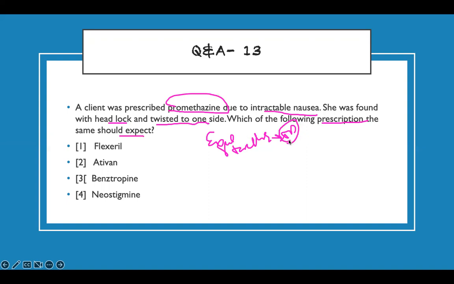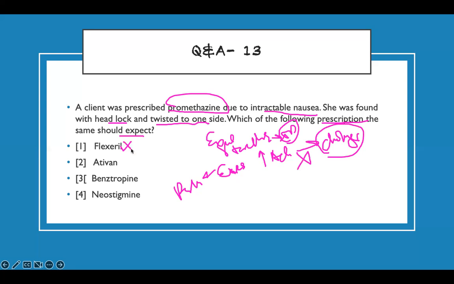How do you treat it? That's what the question is asking you. What is the treatment for tardive dyskinesia? Let me give you a clue. The reason why people develop extrapyramidal side effects, which is more common with Parkinson patients, is because of increased acetylcholine. So this is cholinergic. Whenever you hear extrapyramidal side effects, that means you have too much cholinergic effect. Therefore, to treat it, block it. So Flexeril, no. Ativan, no. Benztropine, yeah, it's anticholinergic, good. Neostigmine, no. Neostigmine increases your acetylcholine level, therefore it will make it worse. Therefore, my answer is 3.